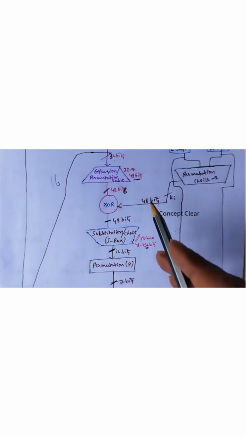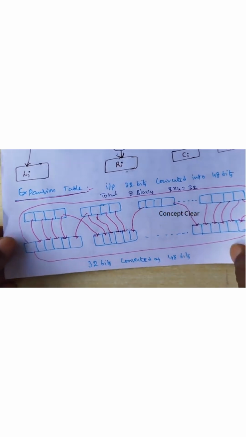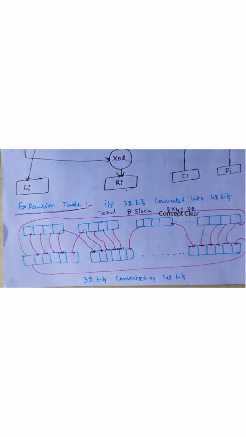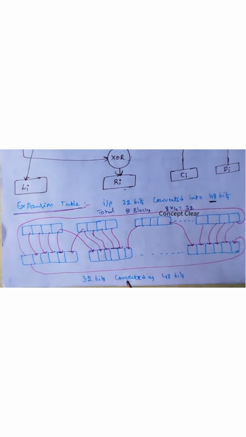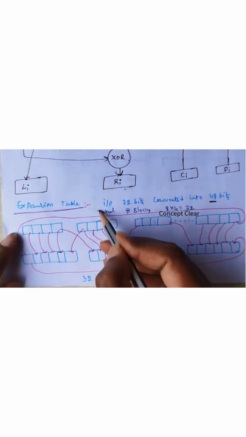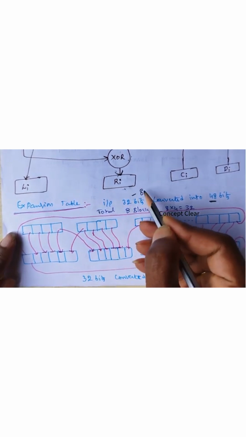What is the expansion table? What operation happens in the expansion table? This is the expansion table diagram. In this expansion table, the input 32 bits are converted into 48 bits. Here we have to take 8 blocks. 32 bits means 8 into 4.